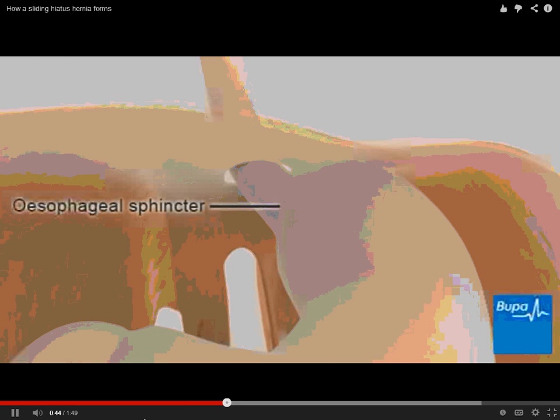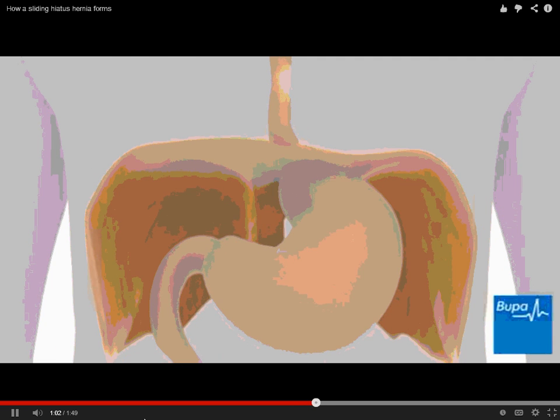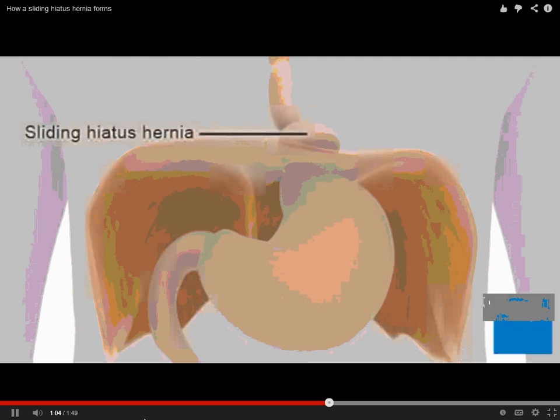The esophageal sphincter acts like a one-way valve to stop the acid that's produced in your stomach to break down food from flowing up into your esophagus. Here we show the valve opening and closing. In a sliding hiatus hernia, the sphincter and the top part of the stomach push upwards into the chest. A hiatus hernia can prevent the esophageal sphincter from closing properly. If this happens, acid from the stomach can pass into the esophagus and cause discomfort, known as heartburn.